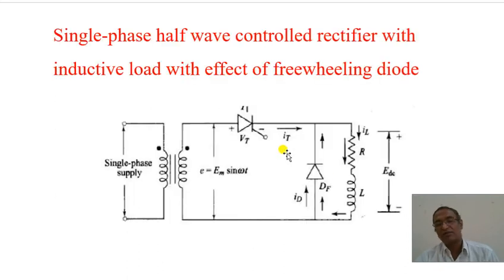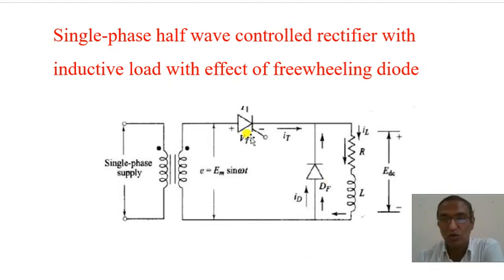Okay, once again I'll repeat. When I apply the input voltage of 230 volts, 50 hertz supply, it is stepped down here, and the equation is given by Em sin omega t. During the positive half cycle the thyristor will not conduct, because it is forward biased. There will be no voltage across this circuit.